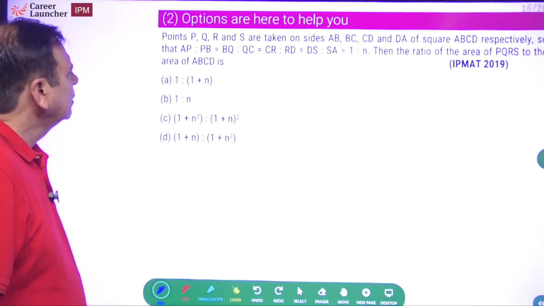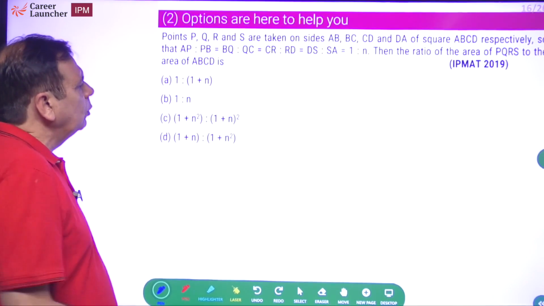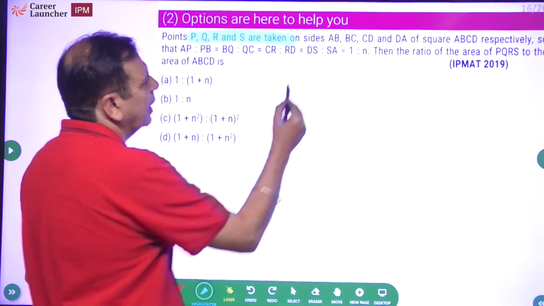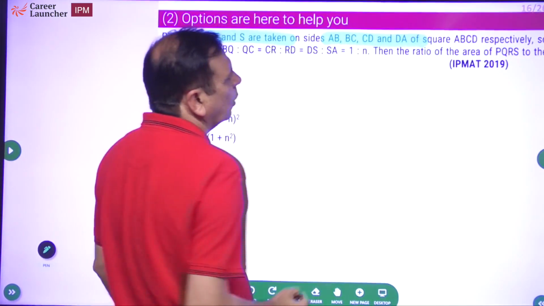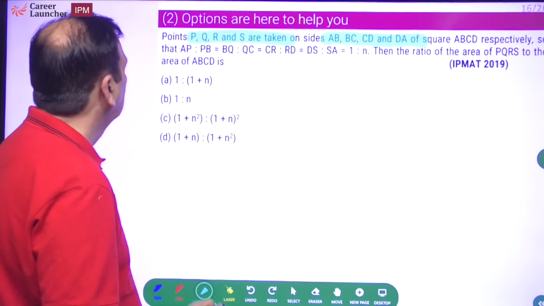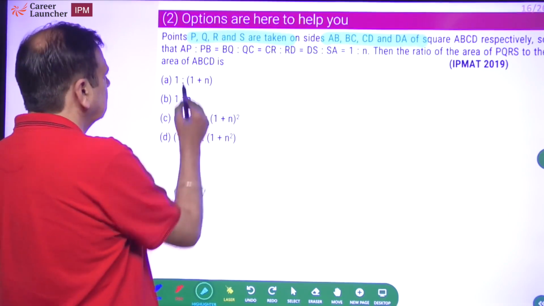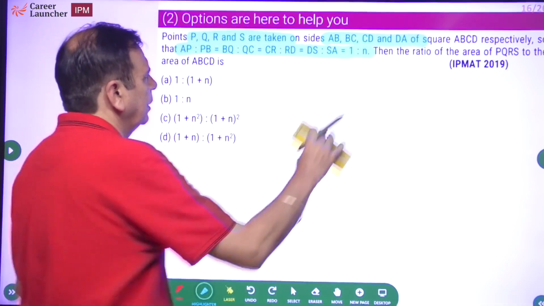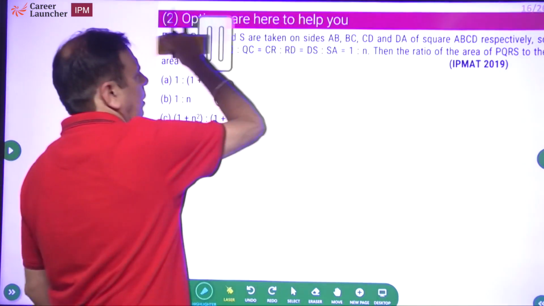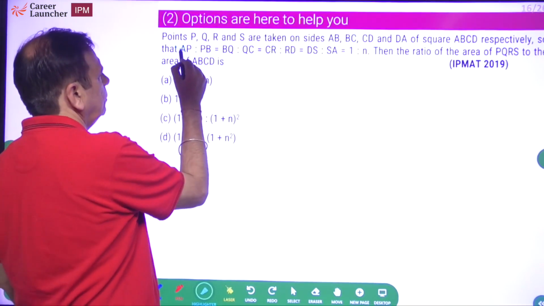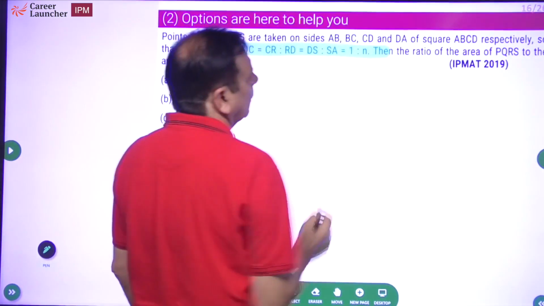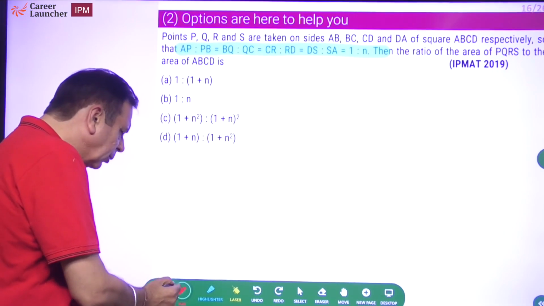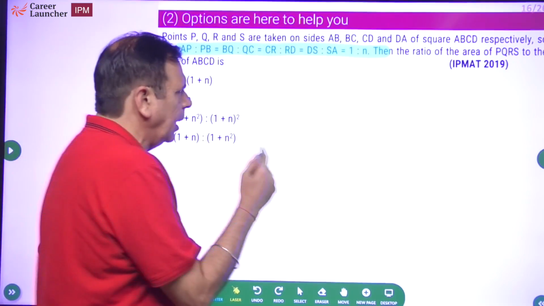Another question. Points P, Q, R, S are taken on sides AB, BC, CD, DA of square ABCD respectively, so that, this is important, AP:PB = BQ:QC = CR:RD = DS:SA is equal to 1:n. Then the ratio of area of PQRS to ABCD. नहीं समझ आया ना? I will draw the figure first. I will draw a figure.